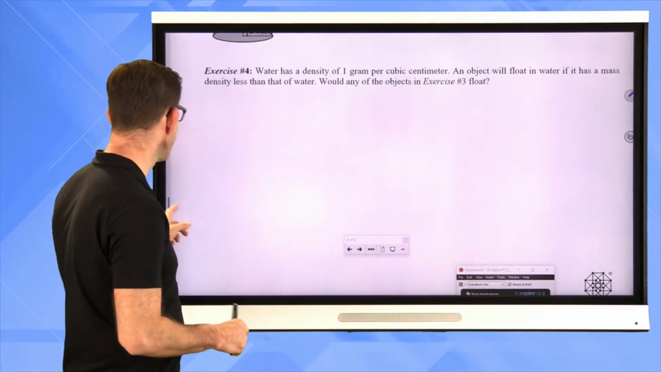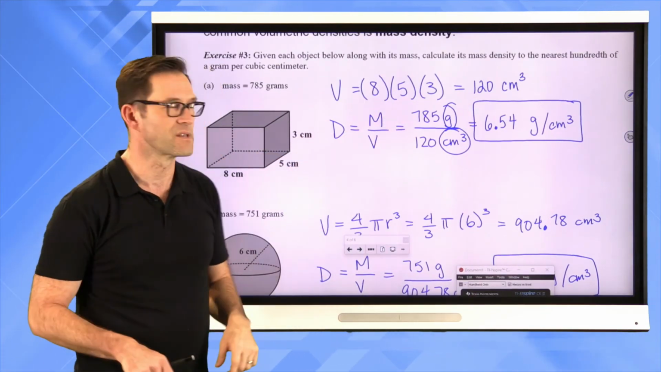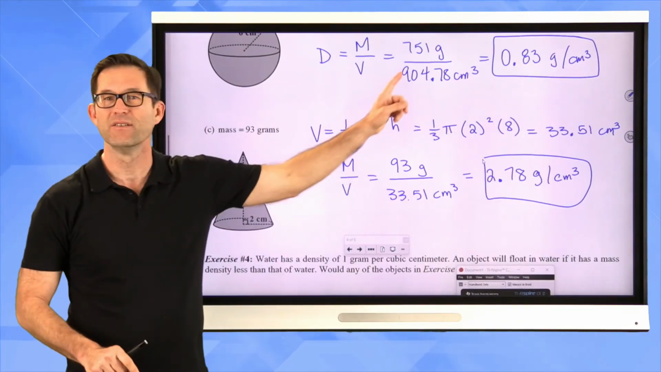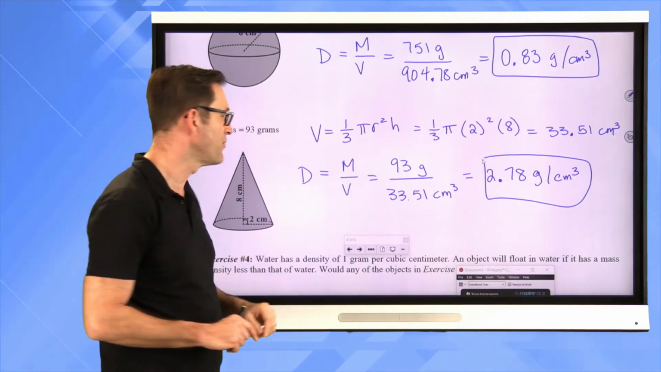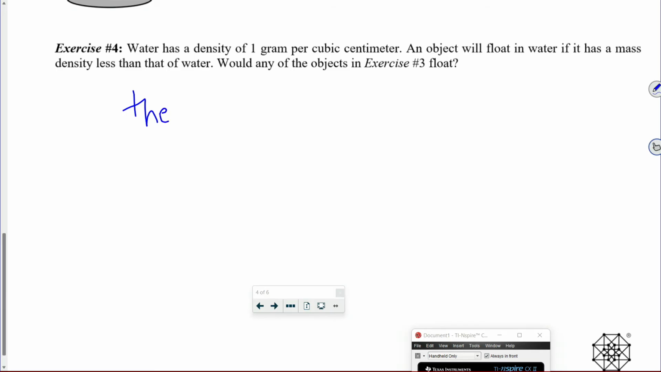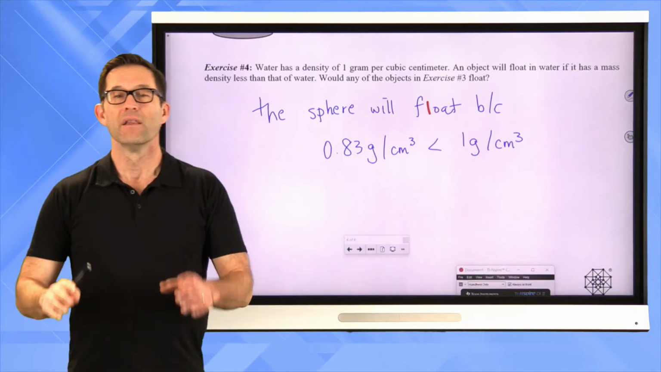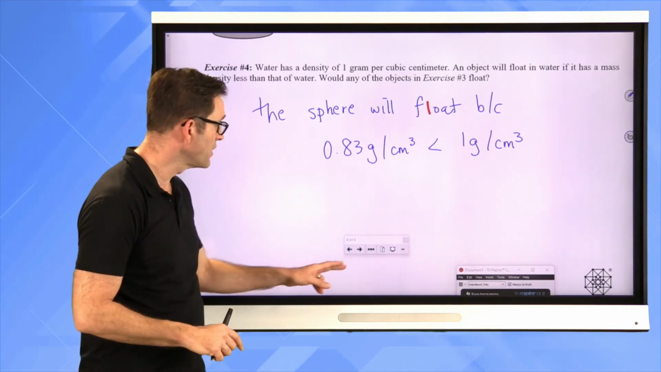And yeah, one of them does, right? Now don't get me wrong, 2 of them sink and sink quick, right? 6.54 grams per cubic centimeter, that thing's gonna sink, right? And so will our 2.78 grams per cubic centimeter. But that sphere, who knows, maybe it's a beach ball, I don't know what it is, but that sphere at 0.83 grams per cubic centimeter, that's gonna float, right? The sphere will float because 0.83 grams per cubic centimeter is less than 1 gram per cubic centimeter. Lighter things will float in heavier things, especially when you're talking about gases and liquids. All right, let's keep going.